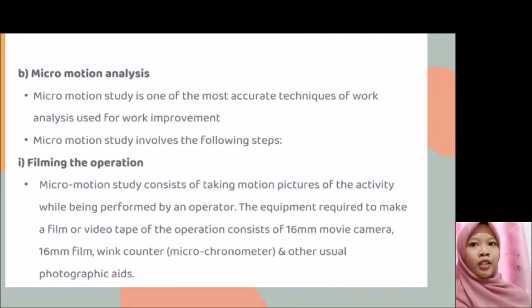First is filming the operation. Micromotion study consists of taking motion pictures of the activity while it is being performed by an operator. The equipment required to make a film or videotape of the operation consists of a 16mm movie camera, 16mm film, wing counter, microchronometer, and other usual photographic aids.